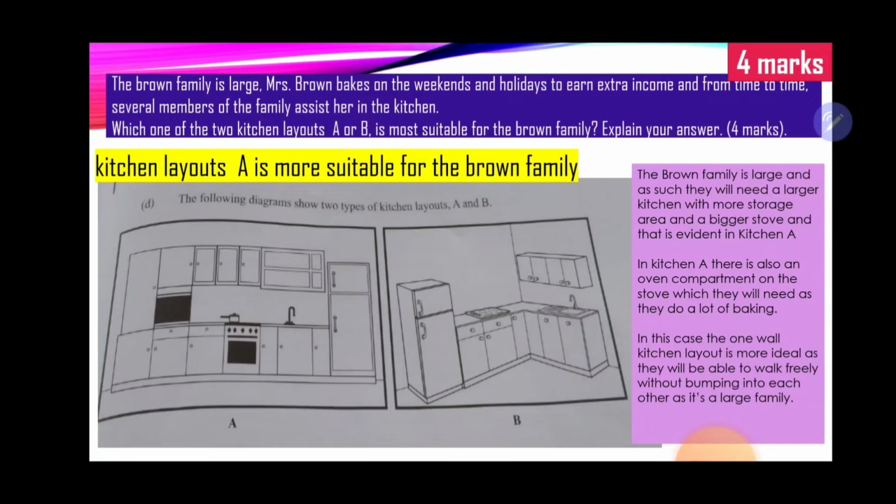Another point of explanation, in kitchen A, there is also an oven compartment to the stove, which they will need as they do a lot of baking. Are you seeing that, guys? As you can see here, you can have the oven. You see the oven part here, but over this side, you notice it's just a stove top right there.